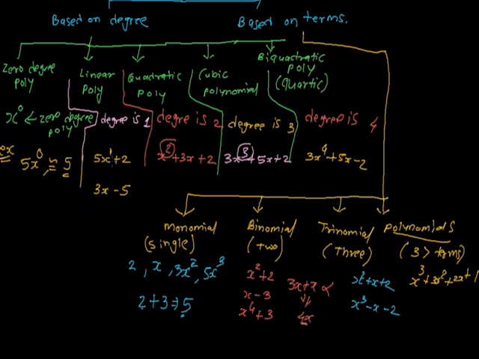So today we saw the general definition of polynomials, then classification based on degree and based on terms, with examples. Next time we will see general identities that are used in polynomials, value form, and examples.